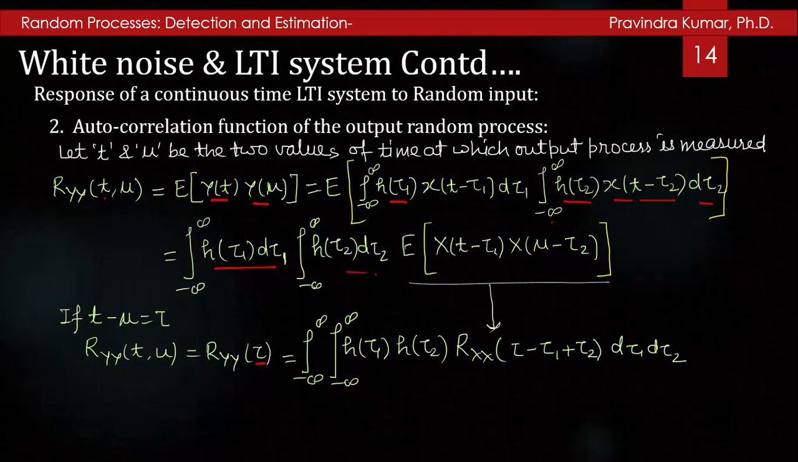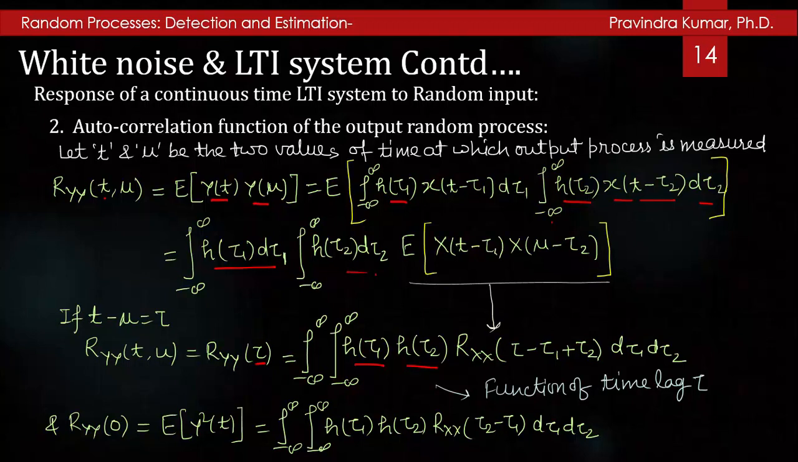It will be the double integration from minus infinity to infinity of h(tau 1) h(tau 2) R_XX(tau minus tau 1 plus tau 2) d tau 1 d tau 2, as I told you that it is the autocorrelation function of x, and this is a function of time lag tau. So R_YY(0) is equal to the expected value of y squared (t), from the definition of the autocorrelation function, and it will be equal to the double integration from minus infinity to infinity of h(tau 1) h(tau 2) R_XX(tau 2 minus tau 1) d tau 1 d tau 2. Here the value of tau is 0, so it will be the mean square value. That means the autocorrelation function at zero time lag is the value at this point.